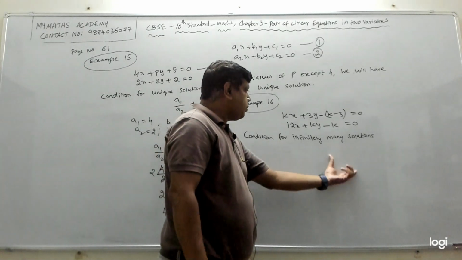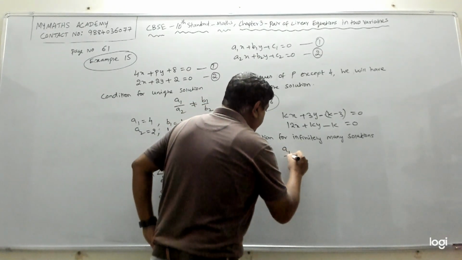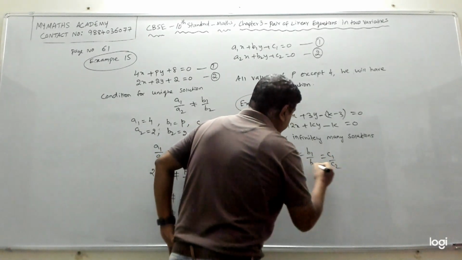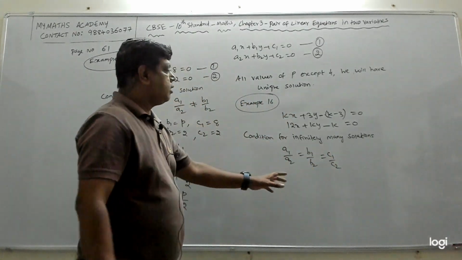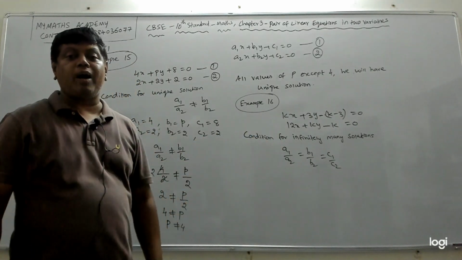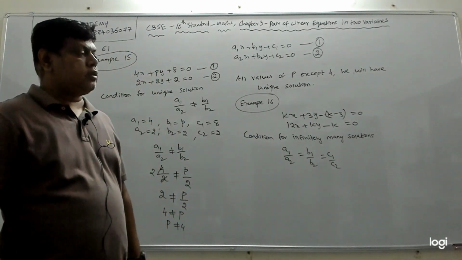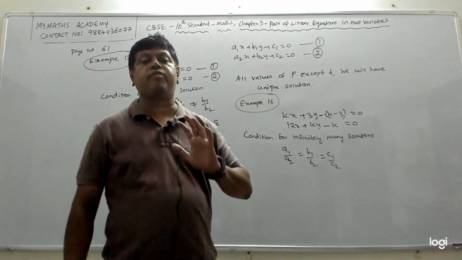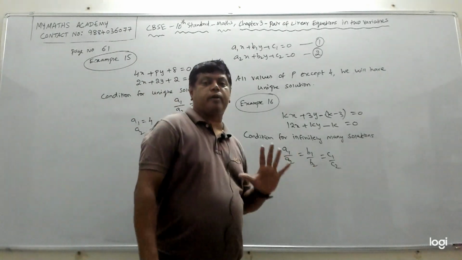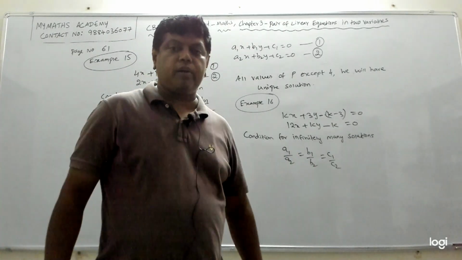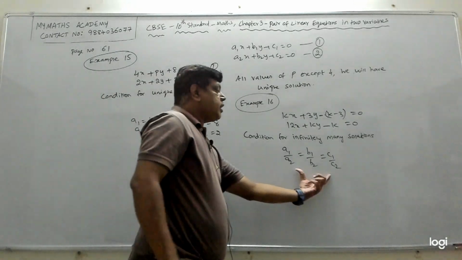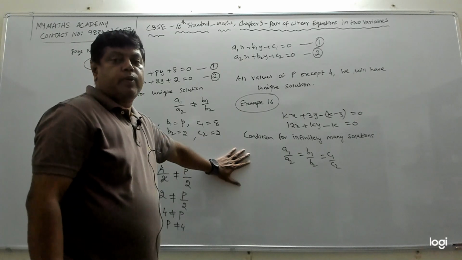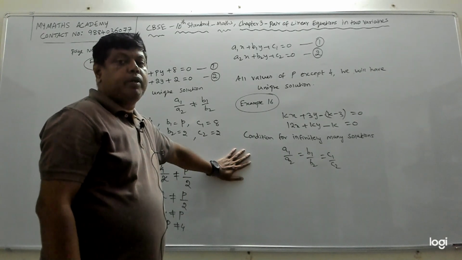So the condition for infinitely many solutions is what? This is the condition: a1 by a2 equal to b1 by b2 equal to c1 by c2. This is the condition for the given pair of linear equations to have infinitely many solutions. So for this condition, what should be my value of k? We have to find the value of k where this condition is satisfied, which is the condition for this given set of linear equations to have infinitely many solutions.